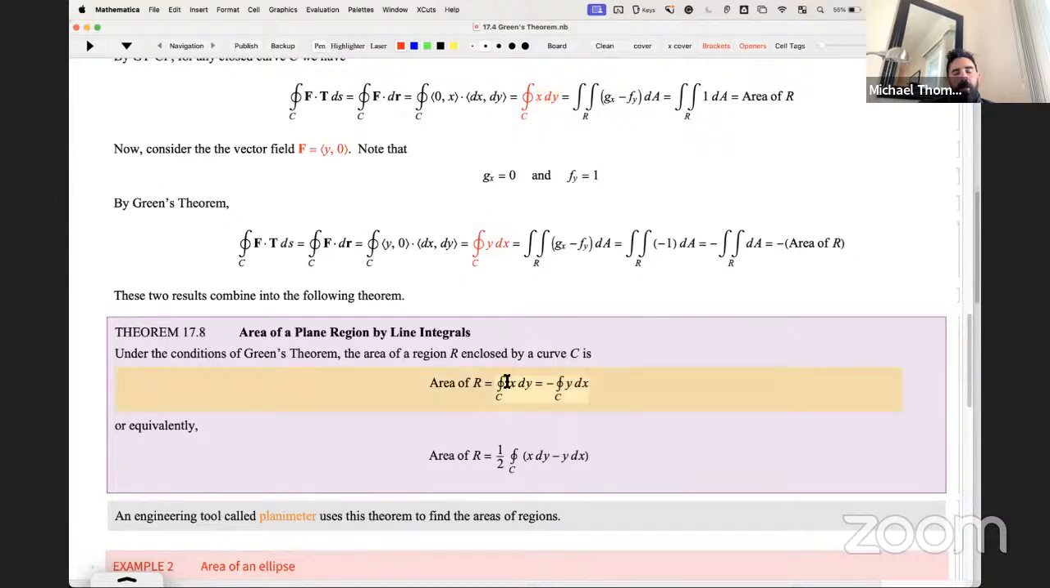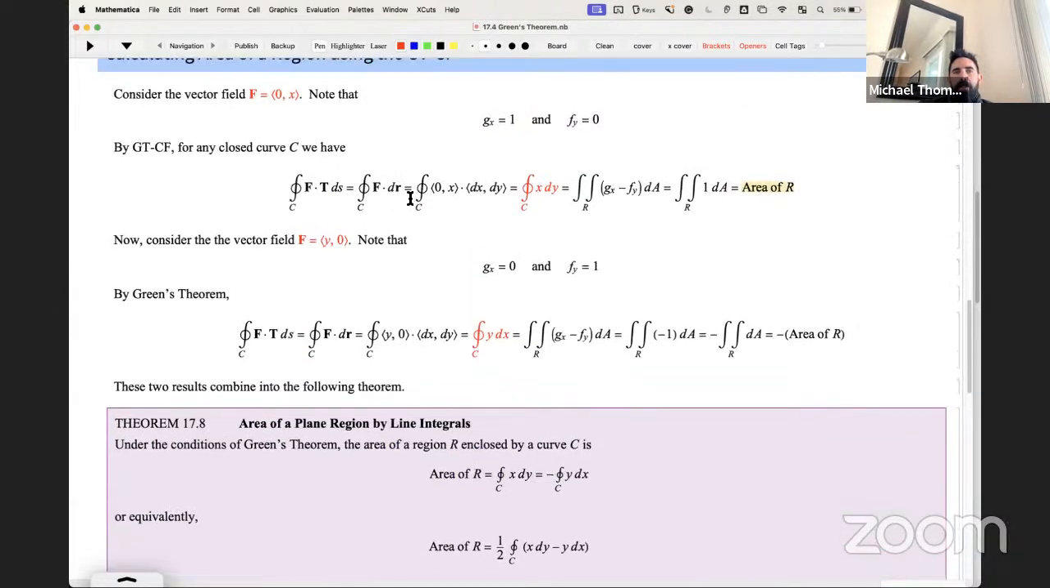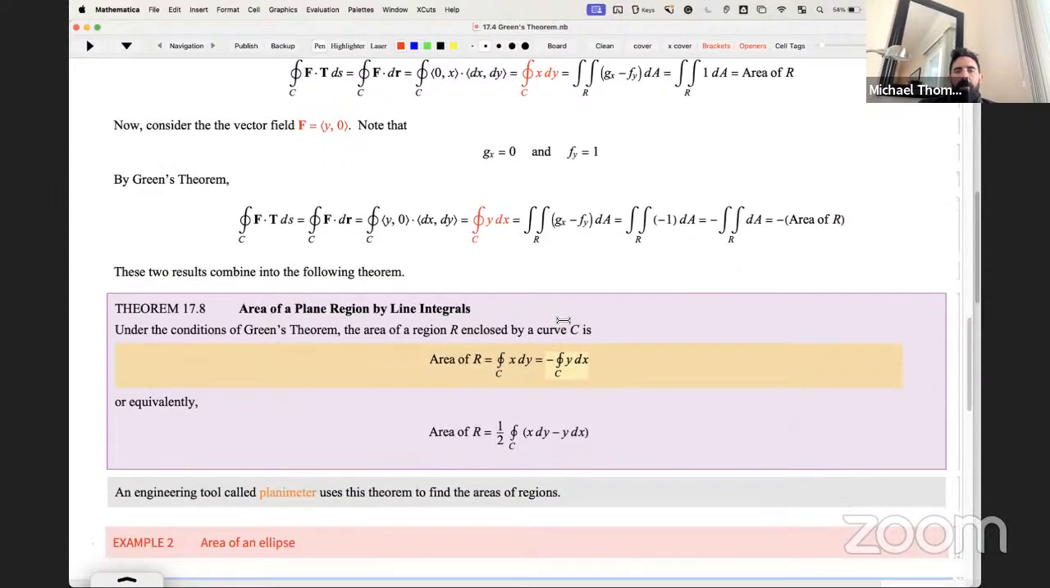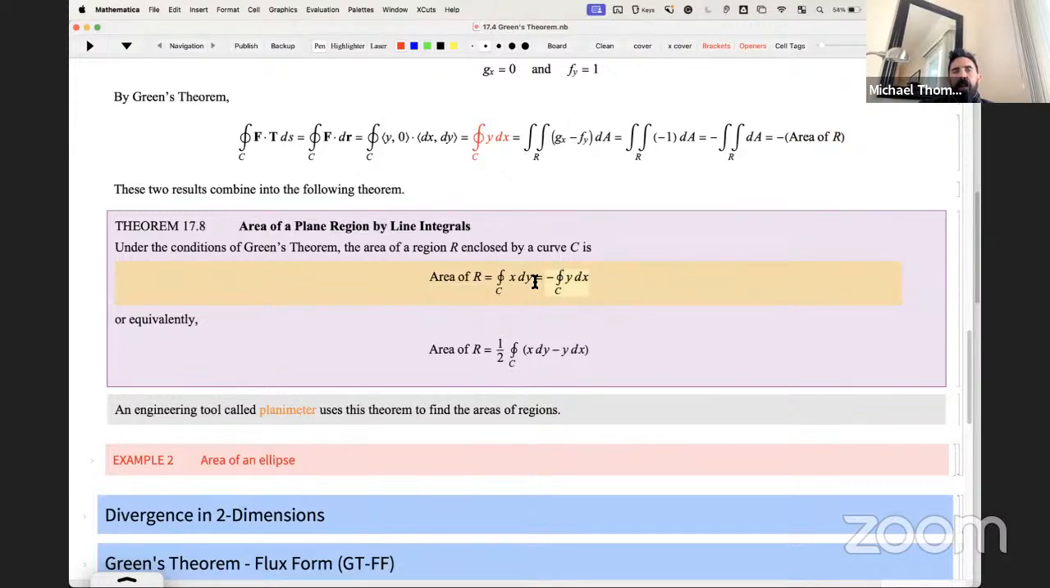So what the theorem is saying is that the circulation along the boundary of C, which reduces to this notation for this vector field, gives you the area of R. And the same thing happens if you choose this vector field. If you find Gx and Fy, and then you evaluate the circulation on any closed curve C, you don't actually get the area, you get the negative of the area. So what that means is that the area of R equals the negative of the circulation. So in other words, these guys are formulas for finding the area of a region R simply by evaluating a circulation integral.